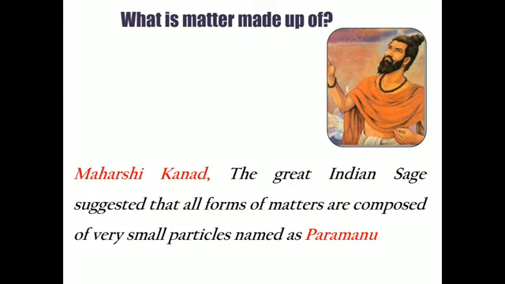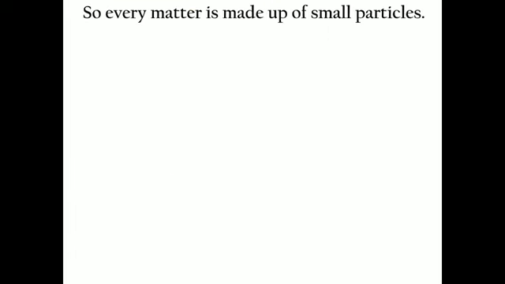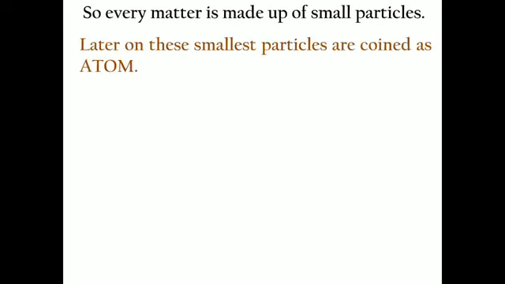He suggested that every material in our surroundings has small particles, and he named these small particles Parmanu. He was the first person to use the word Parmanu in his philosophy, suggesting that every material has these tiny particles. Later on, his theory was used by Western philosophers, who also considered that every material has small tiny particles, and they coined the name atom.